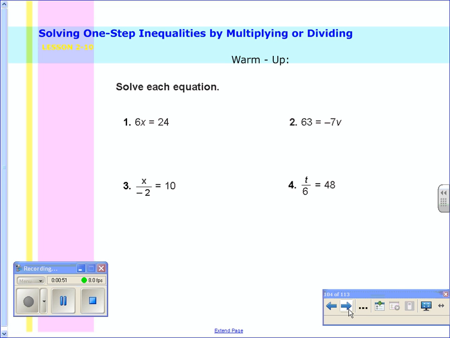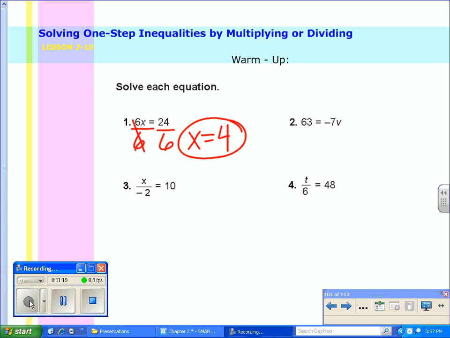So this is where you do the opposite of what they're doing now. They're multiplying 6 times x. So to get rid of that 6, you divide by it. So I have left x is the same as 24 divided by 6, which is 4. So number one is 4. Go ahead and do 2, 3, and 4. And when you're all done, come back and check your warm-up problems. So go ahead and do those now.